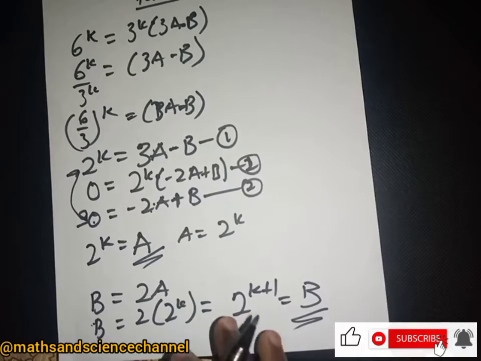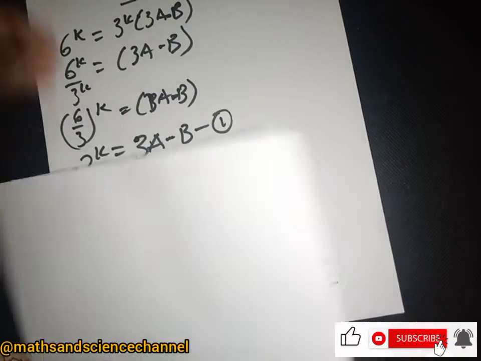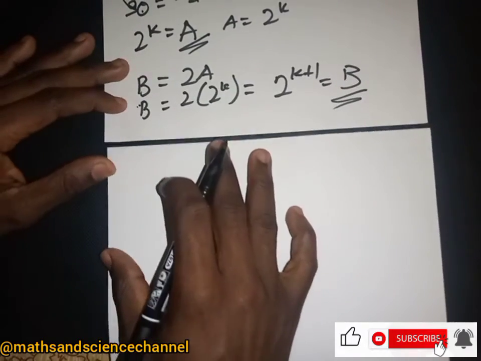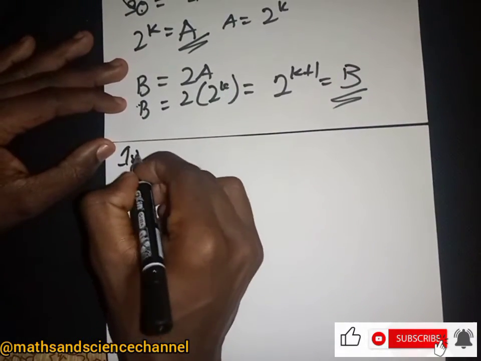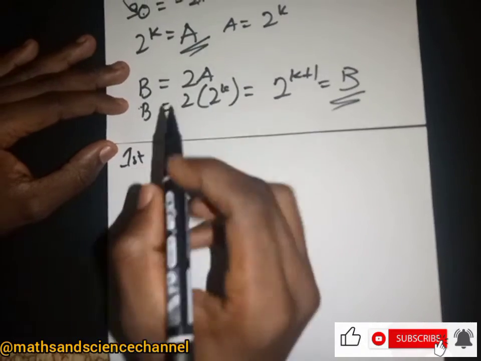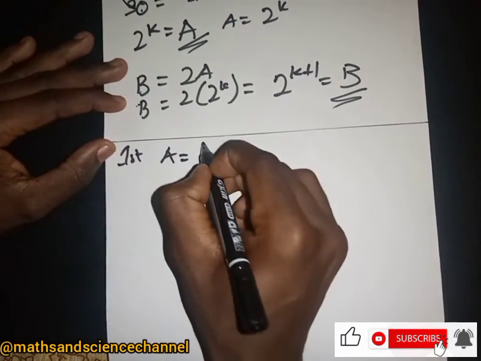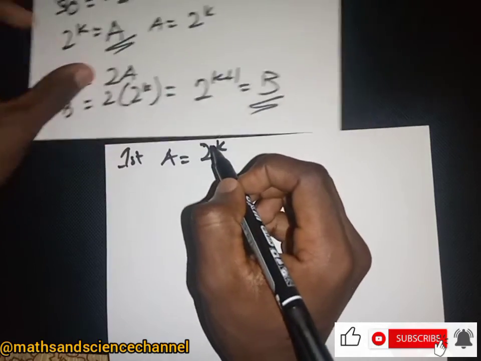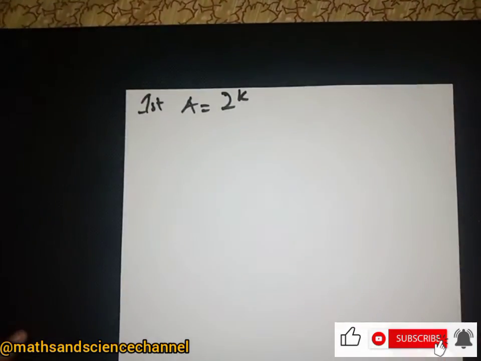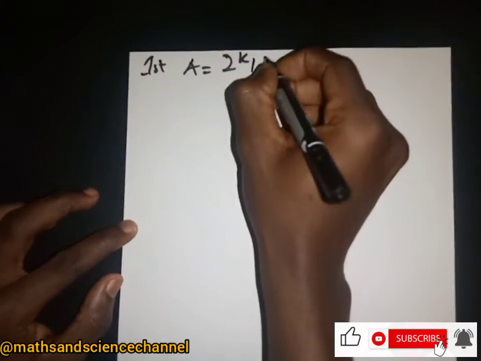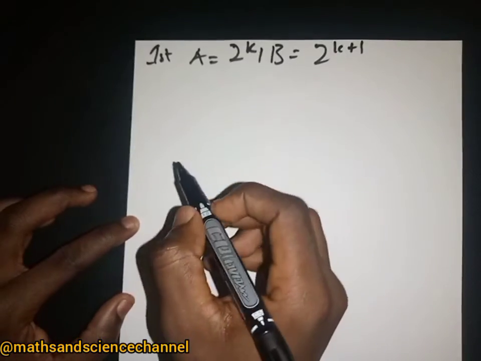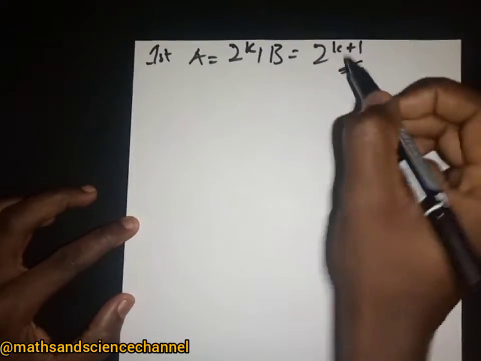So we have the values of b and a. From the first part, for the first equations, which was for a, we had a to be 2 to the power k, right? And then that of b to be 2 to the power k plus 1, right? So that is for the first part.